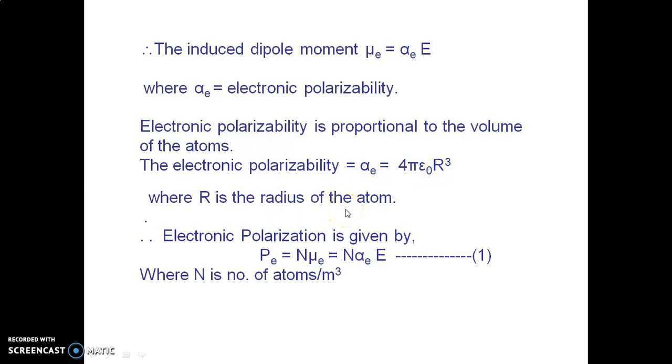Now electronic polarization is always given by the product of N into mu E, where N is the total number of atoms present in the dielectric per meter cube and mu E is the induced dipole moment. Since mu E is equal to alpha E into E, from the first equation we get P as N into alpha E into capital E, where capital E is the strength of the applied electric field. So equation 1 gives the total electronic polarization contribution.